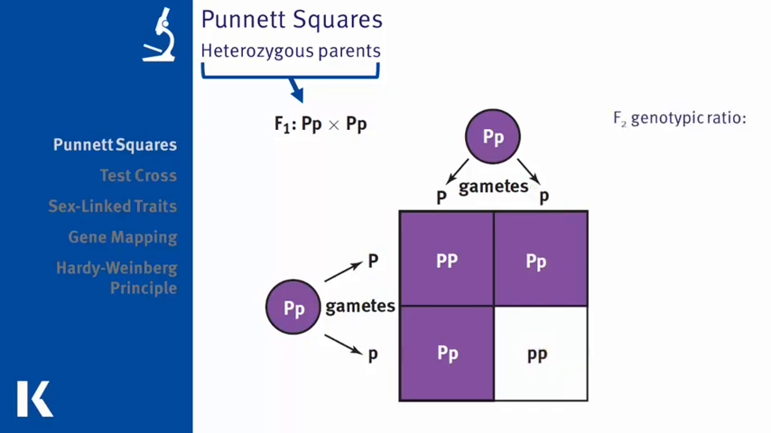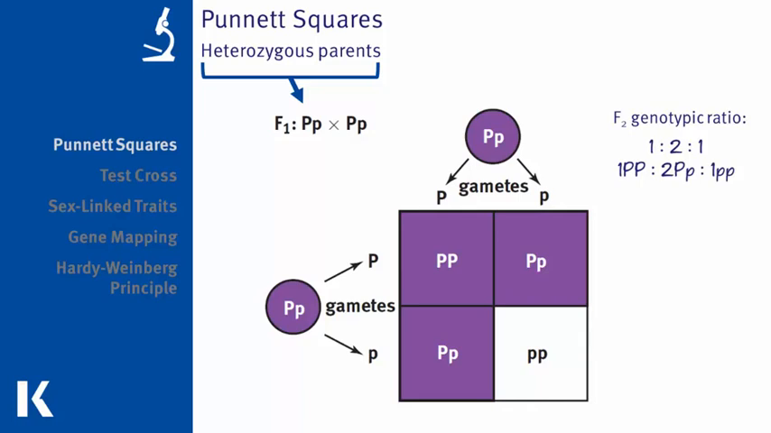Now, let's have a look at the ratios from this crossing, starting with the genotypic ratio. Remember that in the F1 generation, the ratio was 100% heterozygous. Looking at the resulting genotypes, we can see that there is a ratio of 1 to 2 to 1: 1 homozygous dominant, 2 heterozygous, and 1 homozygous recessive. Take note that this ratio is only the odds that this genotype will form.